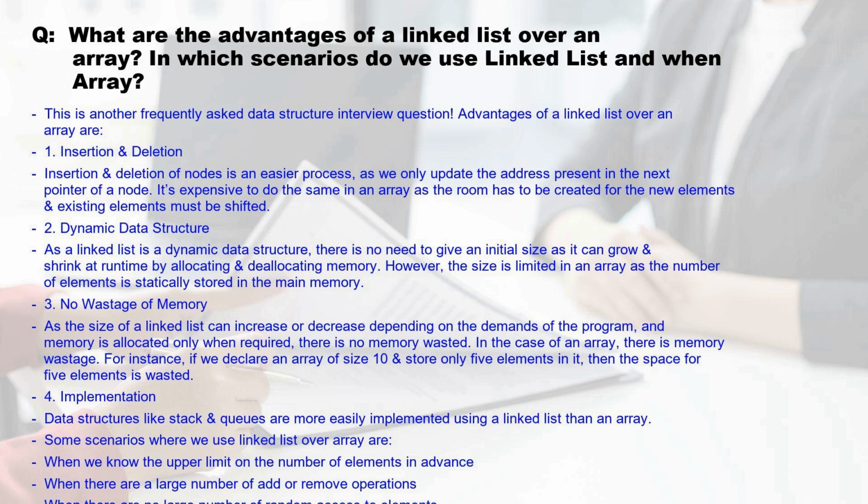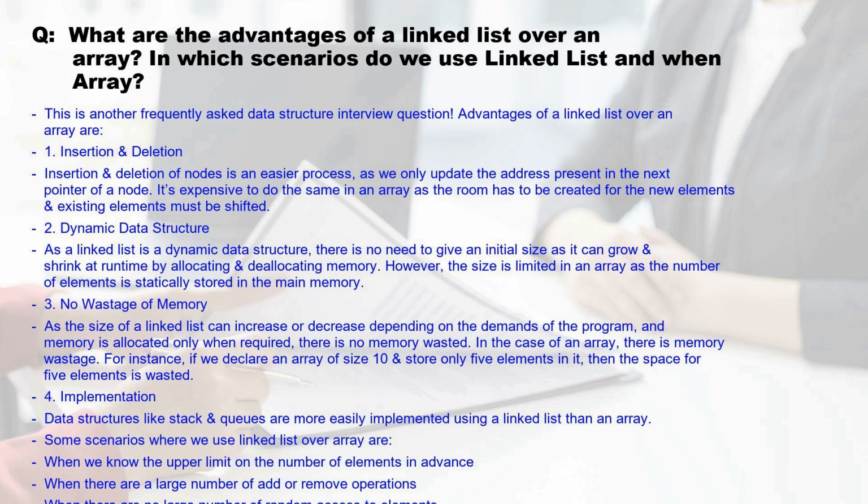3. No wastage of memory. As the size of a linked list can increase or decrease depending on the demands of the program and memory is allocated only when required, there is no memory wasted. In the case of an array, there is memory wastage. For instance, if we declare an array of size 10 and store only 5 elements in it, then the space for 5 elements is wasted.